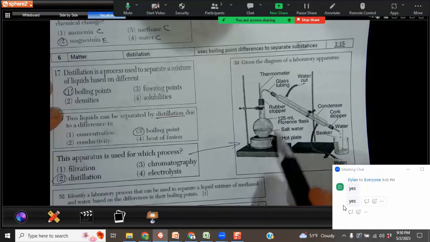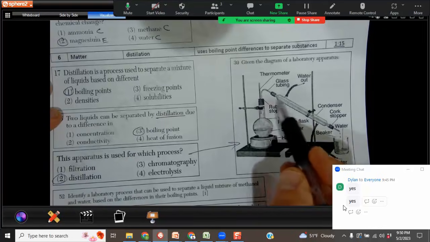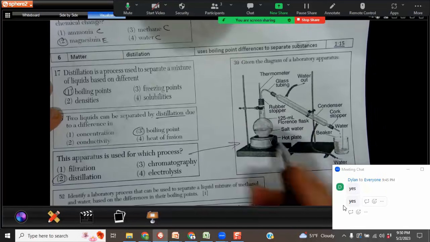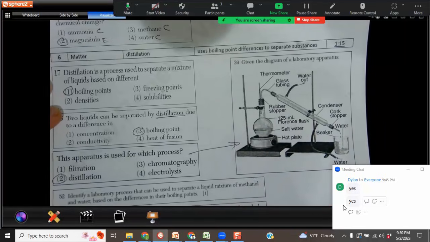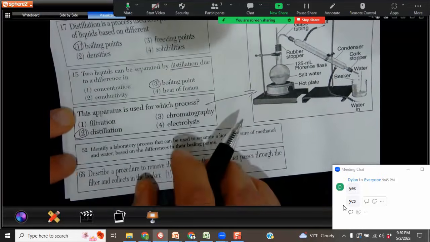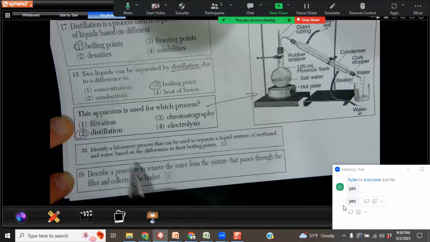So when you heat it up, one liquid will boil out, get trapped here and get cooled down. The other one, who has a different boiling point, is not going to boil out. It's going to get left behind. And thereby you can separate the two liquids using their boiling point differences. It's called distillation. And here it is as 2 short answer questions.